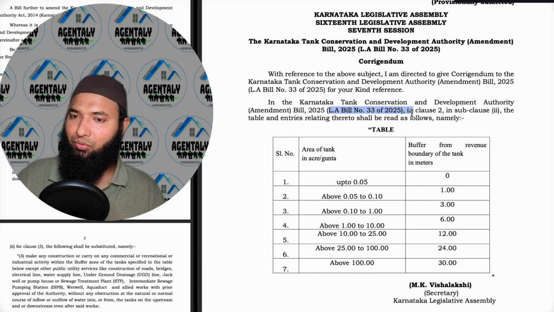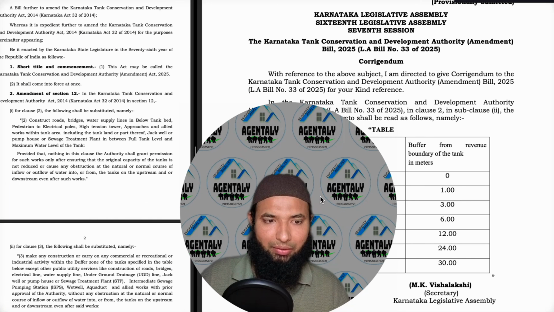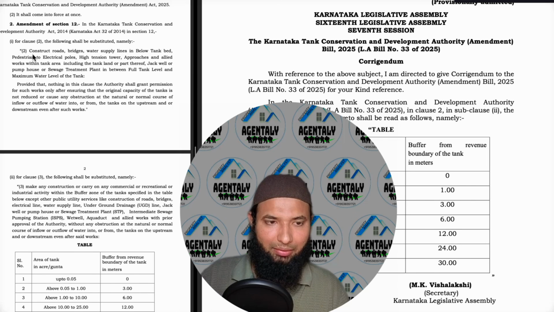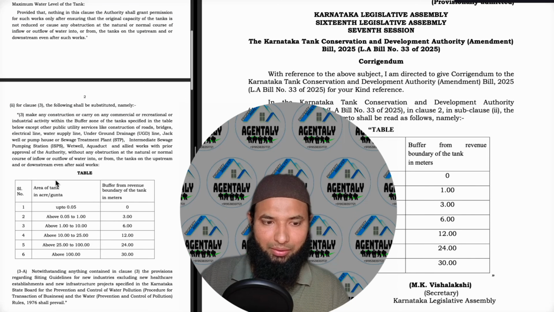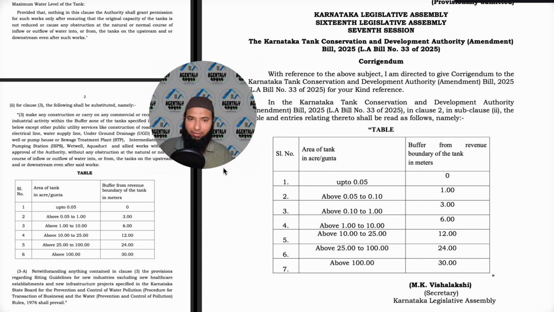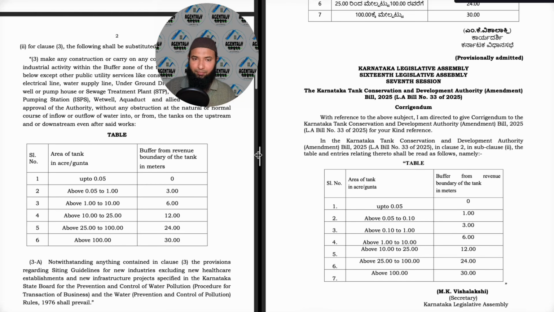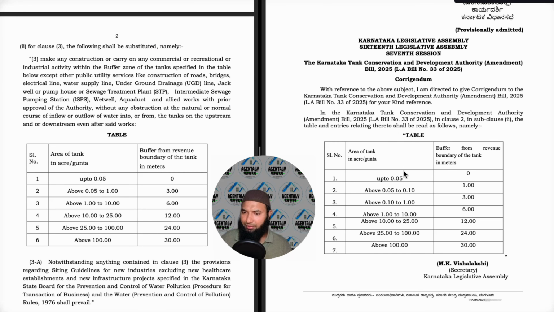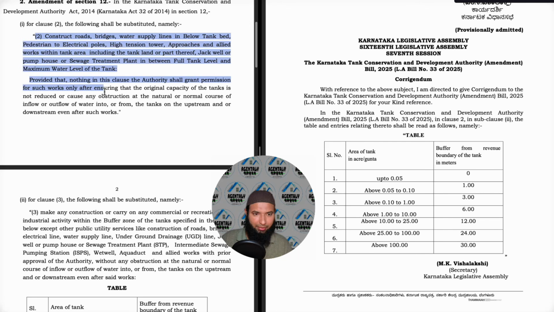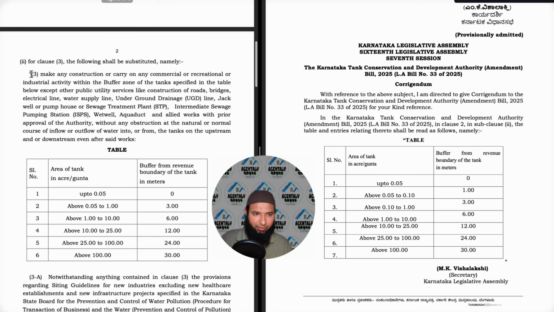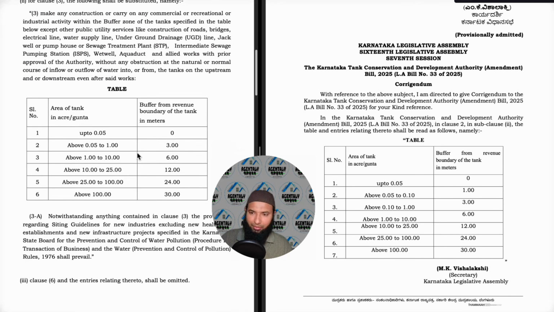number 33 of 2025, in the clause 2, in subsection 2, the table entries relating thereto shall be read as follows. So here they are telling clause 2, but it has to be under clause 3 maybe. Here if you see, table is here, let us understand now what they are telling. Here they are telling to replace, maybe something is missing. 2 they told, but it is under 3 actually. Here if you see, it is under 3, this table is here. So let us directly focus on the table only.